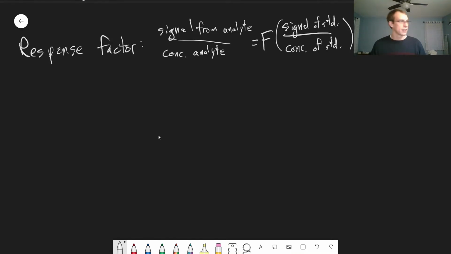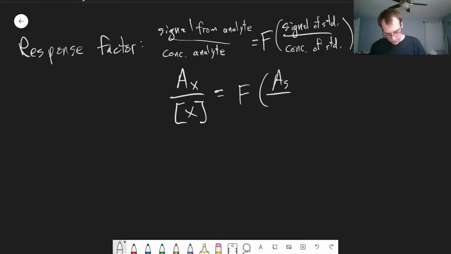So the whole point is that these should be proportional to each other for the analyte and standard. That is the idea behind the internal standard. And there is some factor, either the signal from the standard is going to be stronger or weaker. F can be bigger or smaller than 1. And so we can rewrite this as our signal. We'll call the signal A. This is the notation used in your textbook. A of x divided by the concentration of x is equal to the response factor times A for the standard divided by the concentration of the standard.